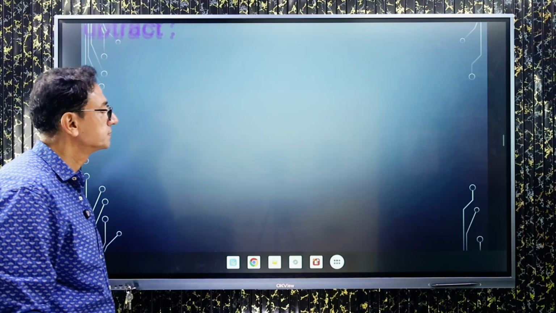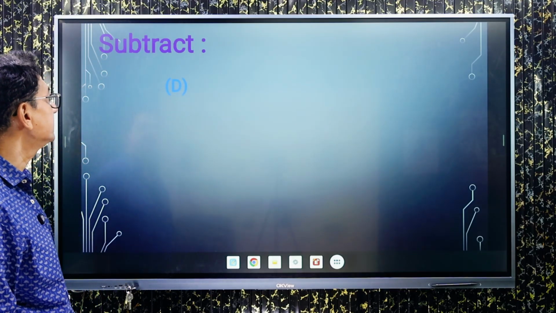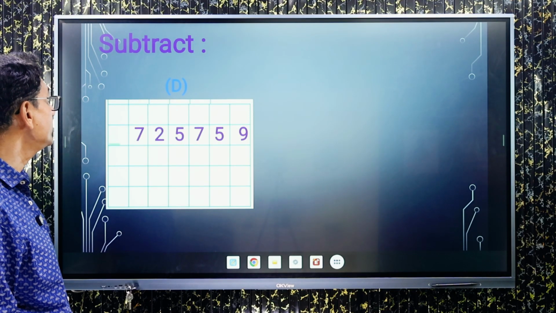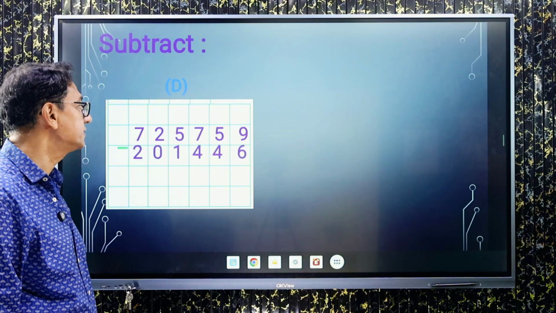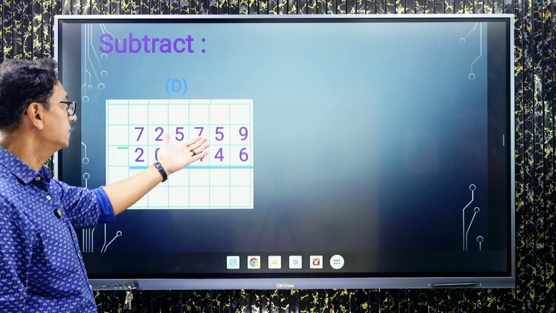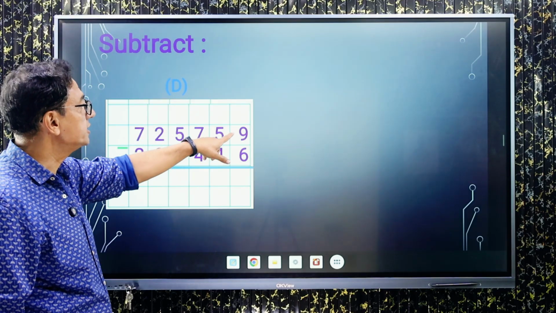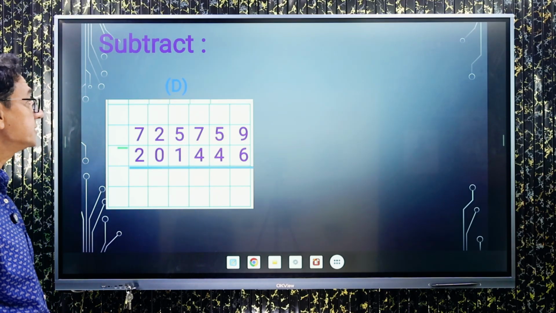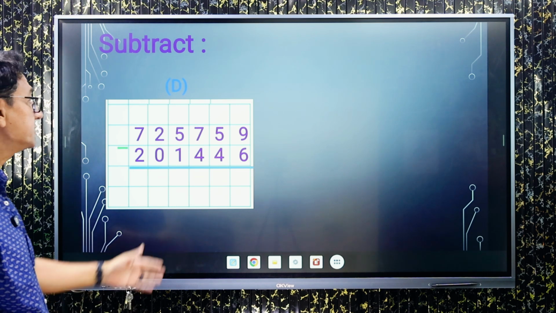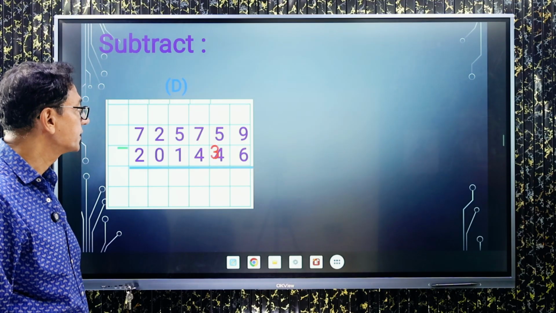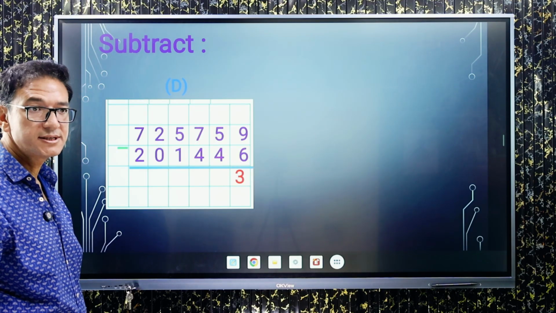Subtract. When we subtract, we know that we have to start from the greatest to the smallest. So 9 minus 6, it means I will take 6 out of 9. If we take 6 out of 9, the remainder will be 3. 5 minus 4, yes, 1.